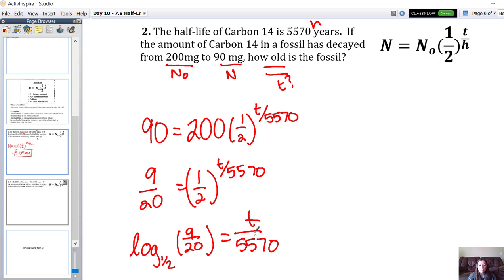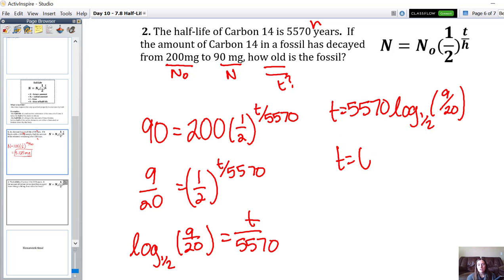To get T by itself, I'm going to multiply by that 5570. T equals 5570 times log base 1/2 of 9 over 20. Here we're going to use that change of base rule. I'm going to do log of 9 over 20 divided by log of 1/2 and then multiply that by 5570. And I got 6416.66. Since we're talking about T in years, I'm going to call it 6,417 years.